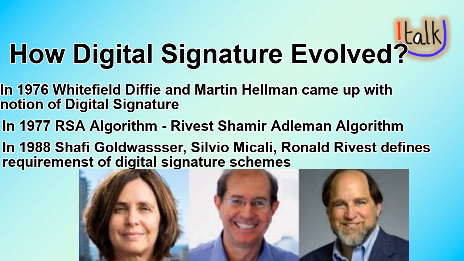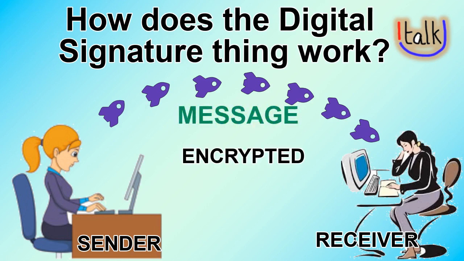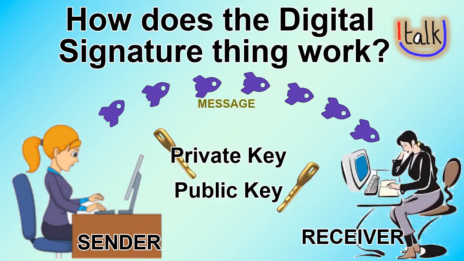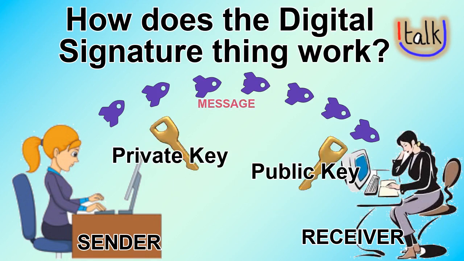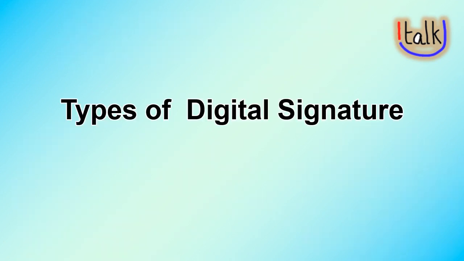Now, how does the digital signature work? Anybody who sends a document or information with digital signature will have it encrypted. And there have to be two keys to access the information. One is a public key and one is a private key. The sender will have one key and the receiver will have the other key. These keys help to decrypt the information and the information is made available for access.